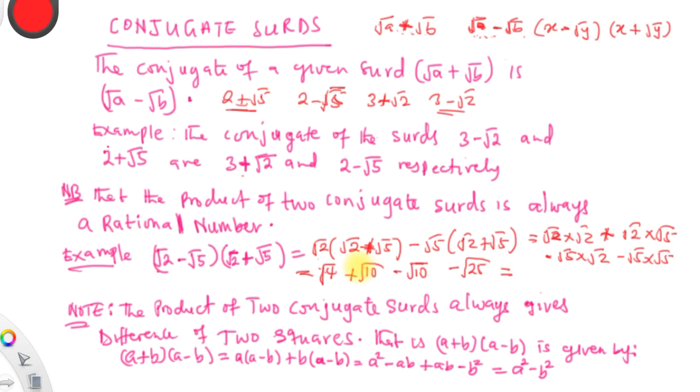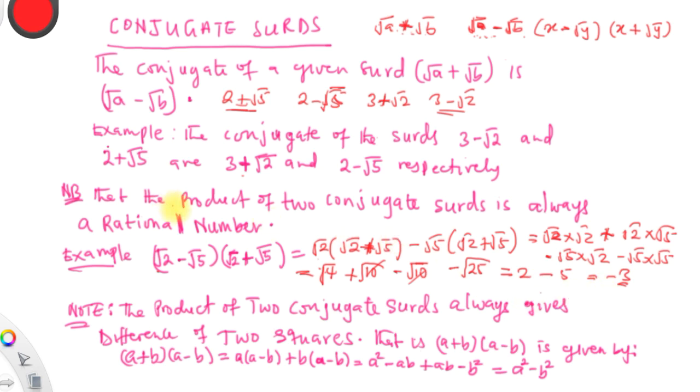Okay, simple. So you see this one, this positive square root of 10 and minus square root of 10. So this one and this will cancel. They will go to 0. Then we get square root of 4, and then minus square root of 25. Obviously, that is 2 minus 5, the answer is negative 3, which is a rational number. So that's what we are saying.